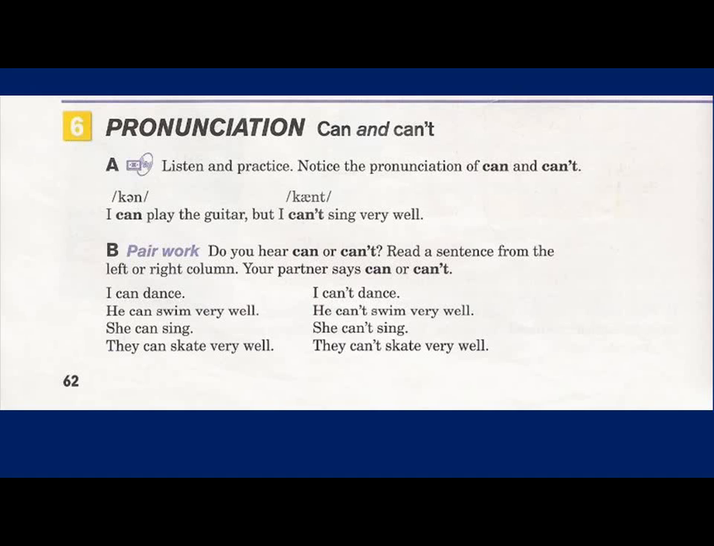Let's look at the letter B. Do you hear can or can't? Read a sentence from the left or right column, and your partner says can or can't. I'm going to read these sentences, and you listen. What do you hear, can or can't? I can dance. I can't swim very well. He can swim well. I can't dance. She can sing. They can't skate well. They can skate well. She can't sing.